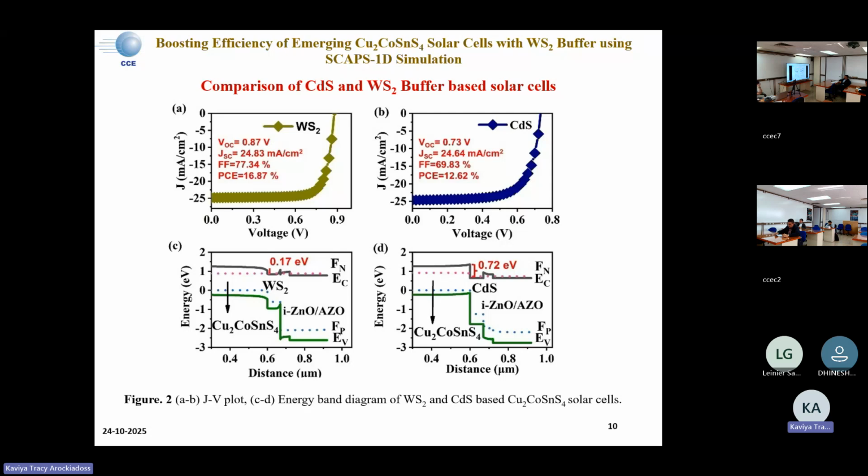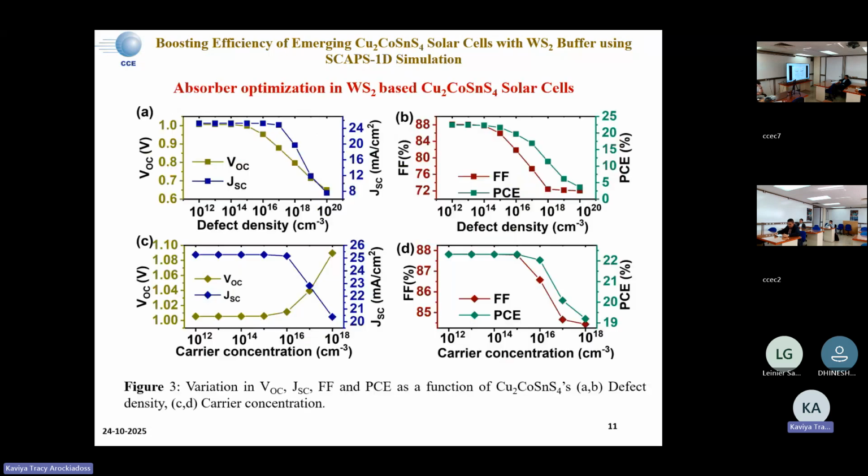So in the coming simulations, we have chosen these WS2 solar cells alone for further optimization. Further, we studied the importance of absorber optimization. First, we varied the defect density of the absorber from 10^12 to 10^20. We could see that as the defect density increases, the efficiency decreases. It almost stays stable till around 10^15, and after that it decreases. It happens because of the higher recombination for higher defects.